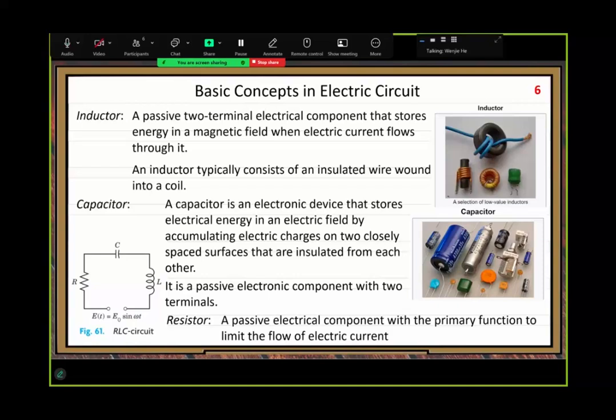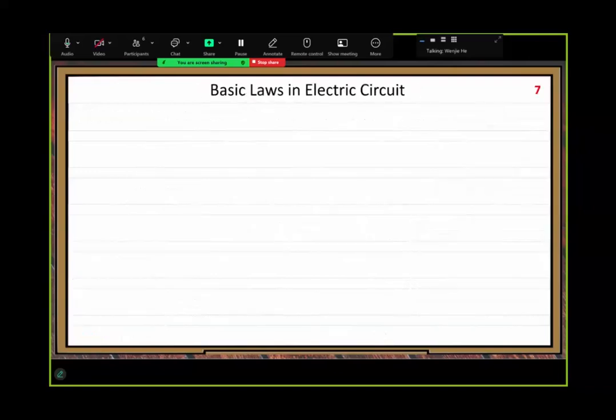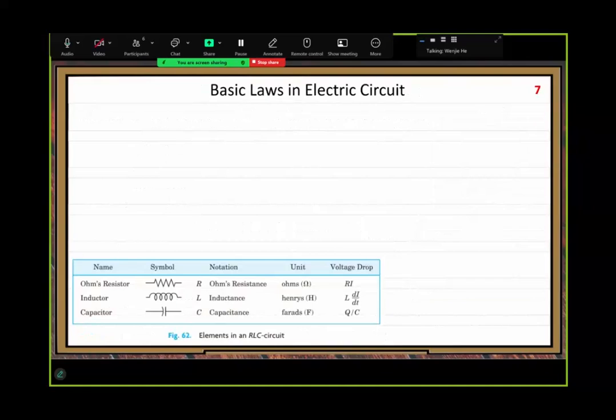So then we need to understand the basic laws. After we understand these components, there are some basic laws we need to use when we model an electric circuit. Next slide, let's look at the basic laws. This table has three basic laws here. Let me explain one by one.